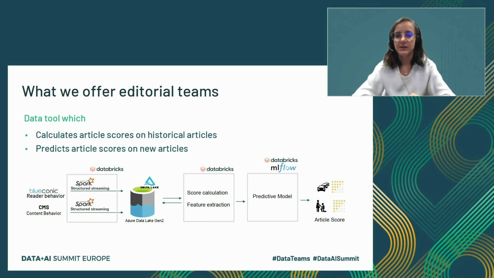From these Delta tables, we then take the data for the scores and the features that we extracted, and we can build the prediction model. The prediction model is created in Databricks, also using MLflow, and is then served to the editorial teams as an API. So they can call this to see for new articles which article will have which score on the different engagement, traffic, and conversion areas.